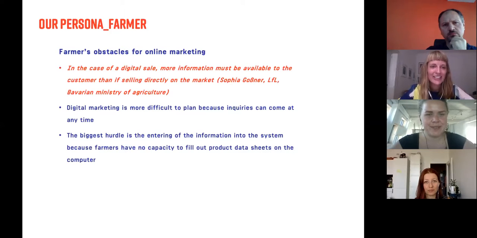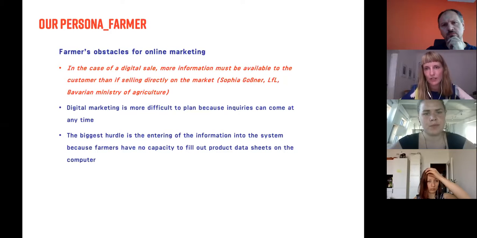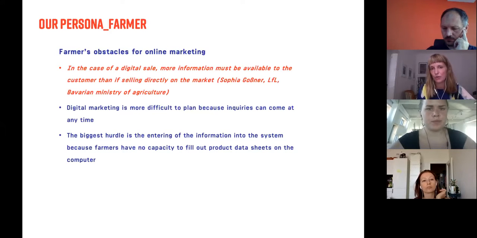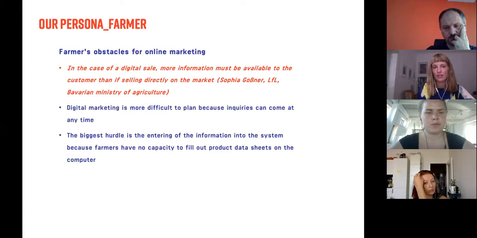Here in red you have a quote from Sophia. She was from the Bavarian Ministry of Agriculture, and she said as well that when you do your direct marketing digitally, you really need a lot more information than when you do it analog, because you are not in personal contact. And so you really have to defend your product more and make it more transparent, how you produced it, and where it's coming from. So this is also a huge thing, that we need a lot more information digitally.